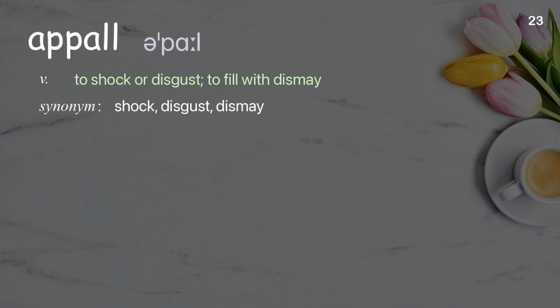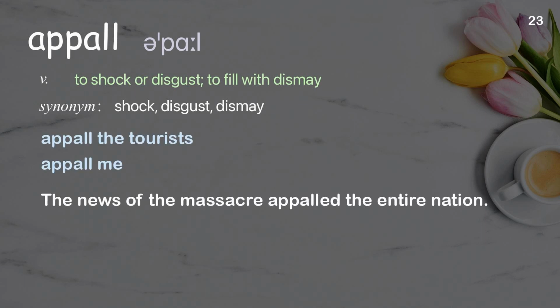Appall. To shock or disgust, to fill with dismay. Examples: Appall the tourists. Appall me. The news of the massacre appalled the entire nation.